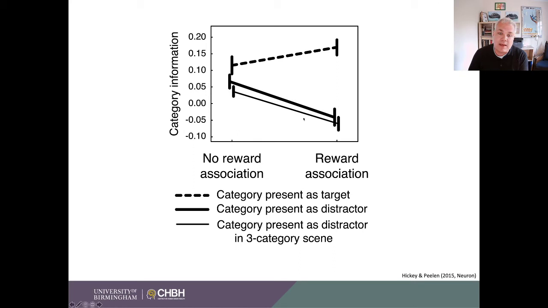So that is to say that when a category is present as a target in the scene, and the target is reward associated, we have more information in visual cortex emerging using this measure. However, when a category was present as a distractor in the scene, what we found surprised us: we got a drop of information for that distractor stimulus. So it seemed like participants were suppressing information about the reward associated distractor in the scene.